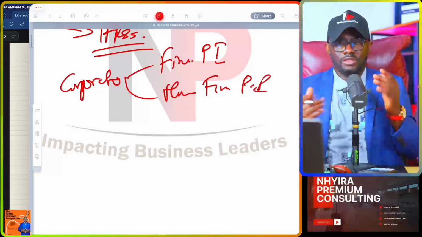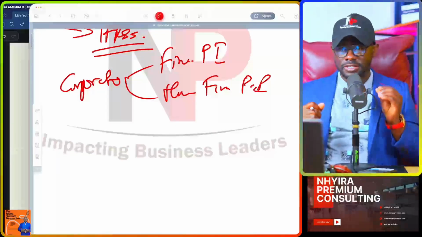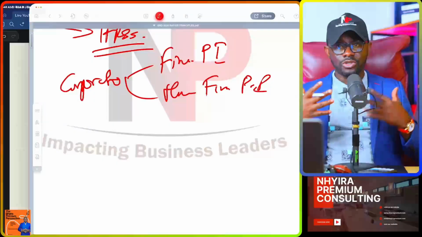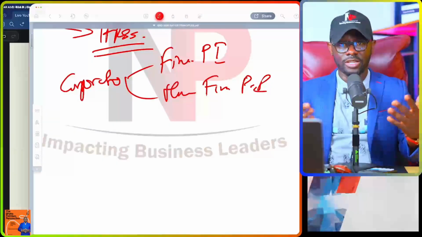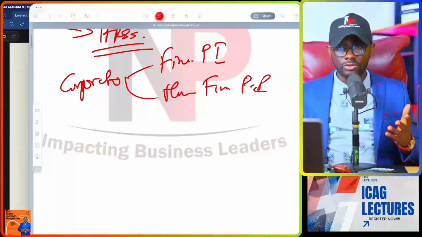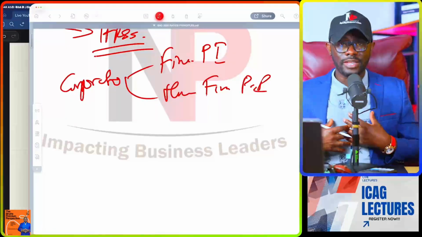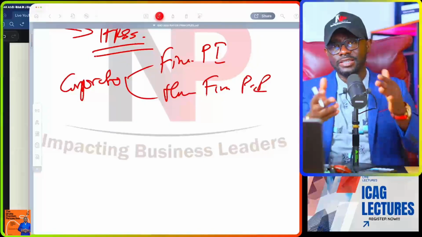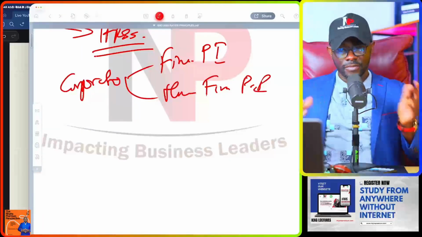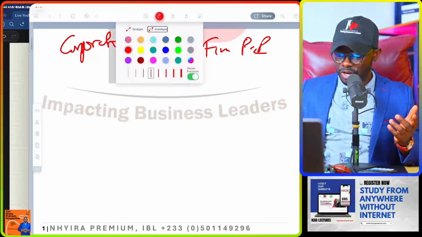So not only are we interested in the profitability of the entity, liquidity of the entity, gearing of the entity, the investors ratios, we are also interested in the non-financial performance indicators, like the social and environmental issues. And so for those ones, the examiner is going to give us the indicators in the exam hall, and so we must know how to interpret them.